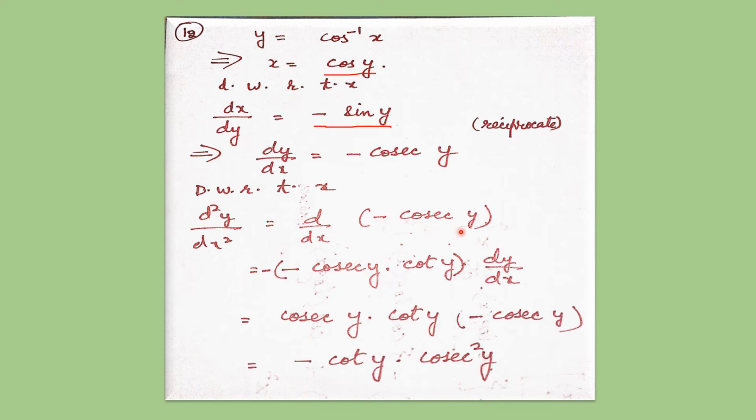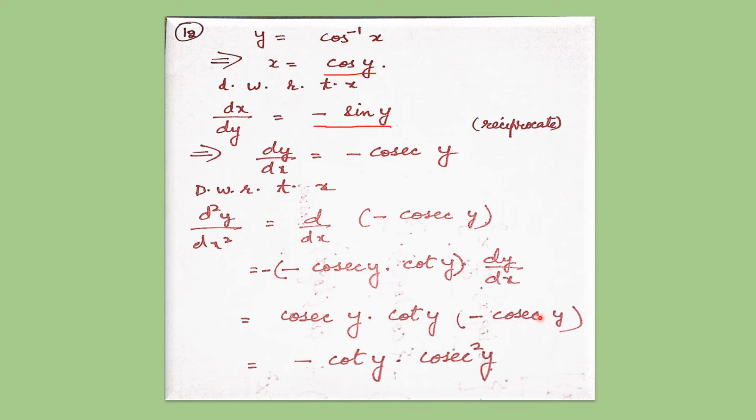What is the derivative of cosec y? It is minus cosec y into cot y multiplied by dy by dx. So please don't forget to write dy by dx out here again. So this minus minus will turn to positive. You will get cosec y into cot y into dy by dx.